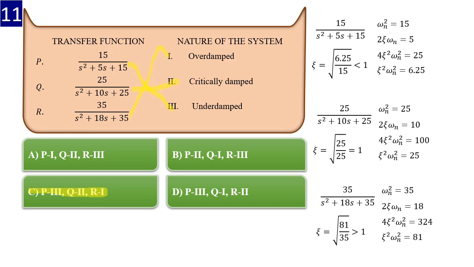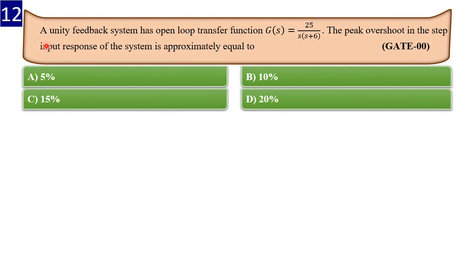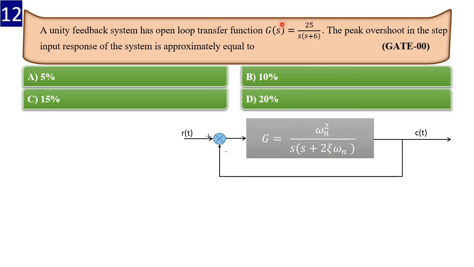Now we will move to our next question. A unity feedback system has this open loop transfer function. The peak overshoot in the step input response of the system is approximately equal to. So here we have to find the peak overshoot Mp. For that, first we have to calculate zeta and omega n.